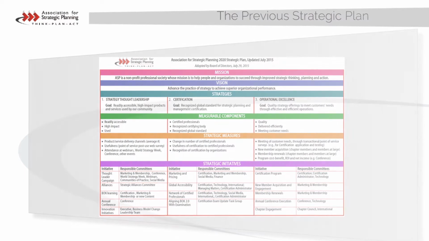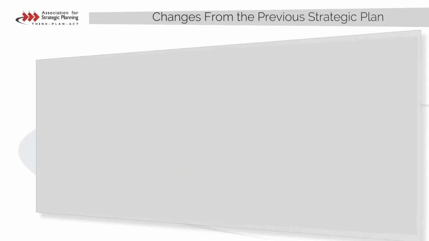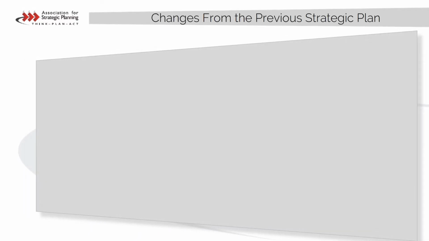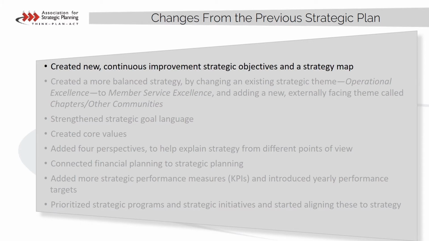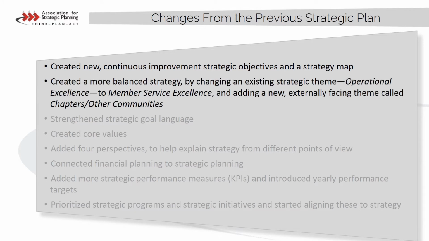We updated several things from the previous plan to help create a more strategy-focused association. We created a set of continuous improvement strategic objectives to make strategy actionable. We added balance to the strategy by adding specificity to an existing strategic theme and by adding a new externally facing strategic theme. We made our goals more specific and measurable. We created a set of core values.